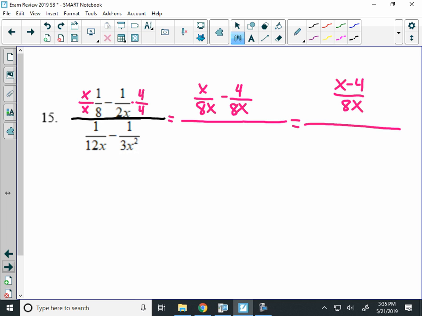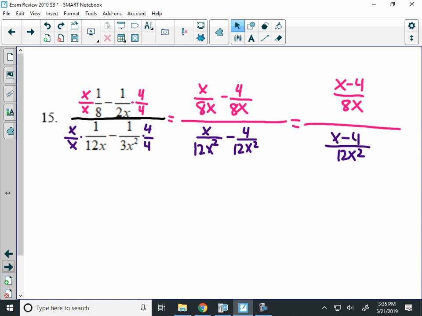That's the new numerator. The denominator here, 12x and 3x squared. Well, I think I need a 12x squared to work here. So I would just need to multiply the left fraction by x and the right fraction by 4. All right, the left one is x over 12x squared minus 4 over 12x squared, which simplifies to be x minus 4 over 12x squared. And that looks a little bit better.